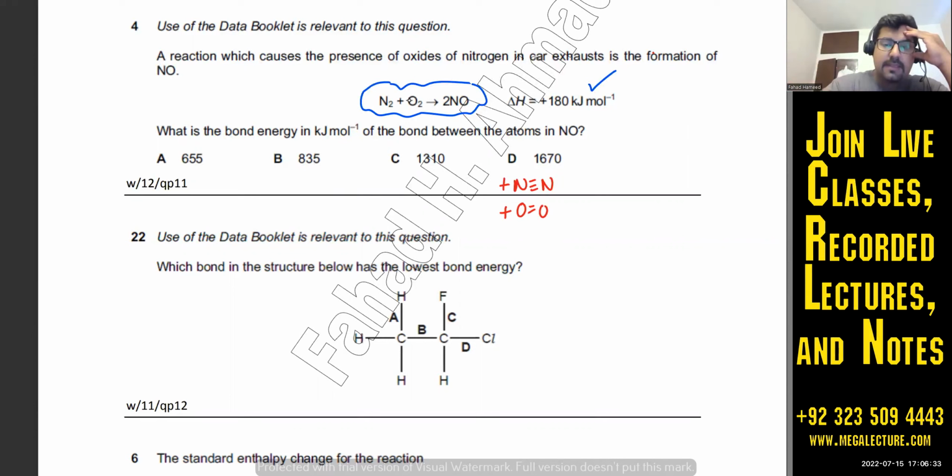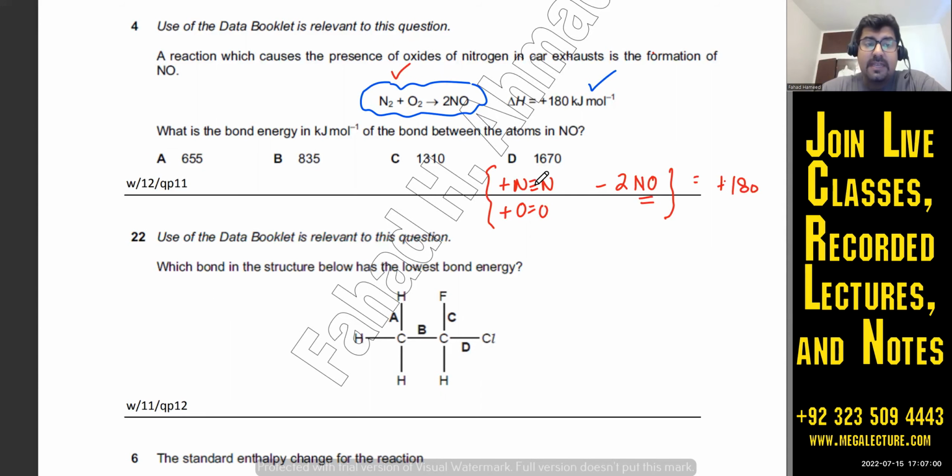How many bonds are formed? 2 of them between N and O. So 2 NO bonds are formed. Now the enthalpy change will be equal to 180. So the answer is given already. The enthalpy change is 180. And he's asking you to figure out the bond energy of NO.